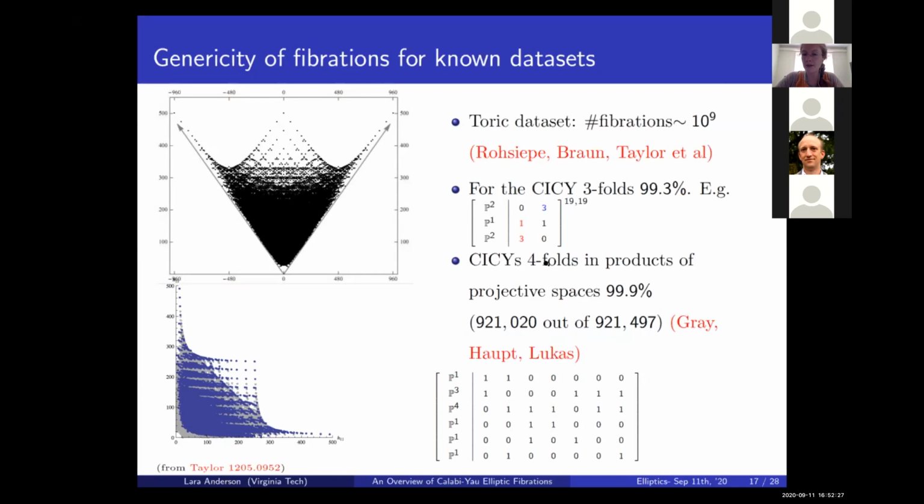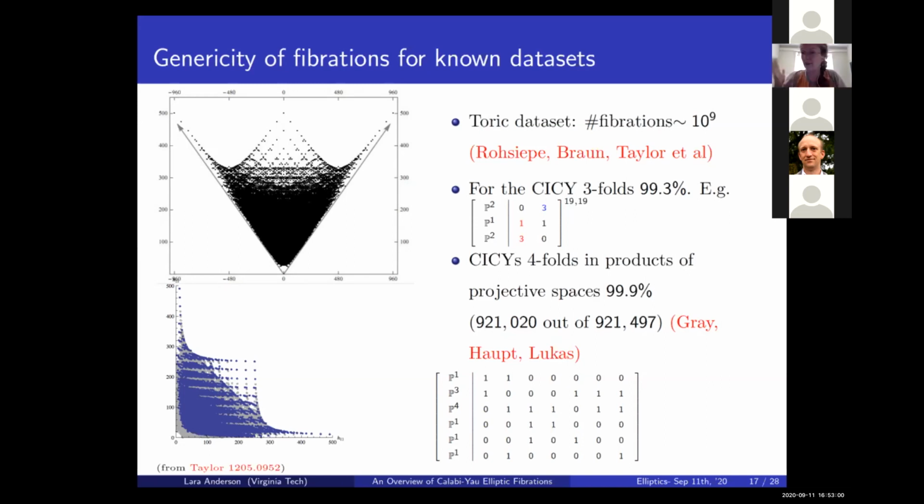You can do a bit better in terms of looking at simple data sets like the complete intersections in, say, products of ordinary projective spaces. I'm sorry about that, my desk phone is ringing. So for Calabi-Yau threefolds, for example, 99.3% of all the manifolds in that data set are fibered. And if you look at the data set of Calabi-Yau fourfolds built in products of projective spaces, these were also classified by Gray, Haupt, and Lucas a few years ago. It's even stronger, 99.9% of all those manifolds admit fibrations.